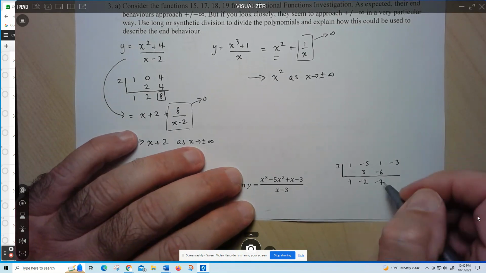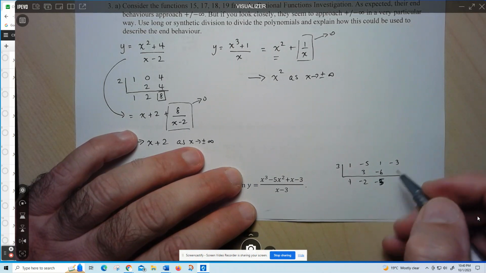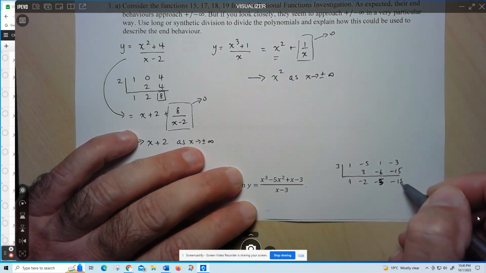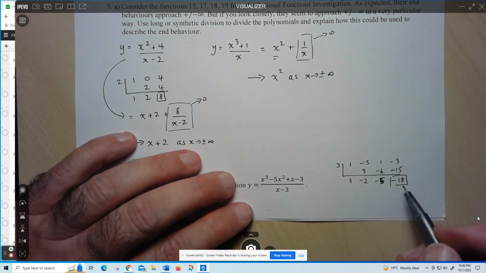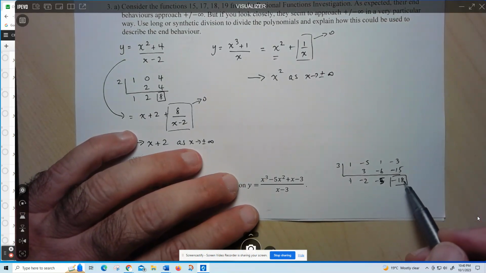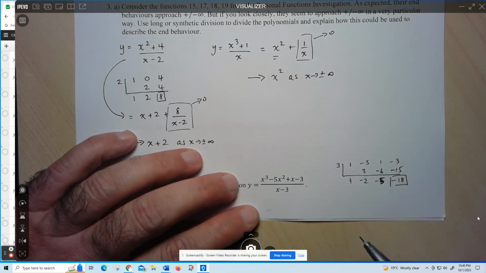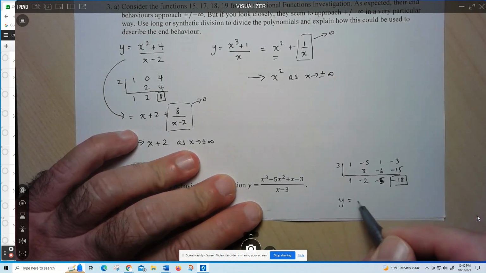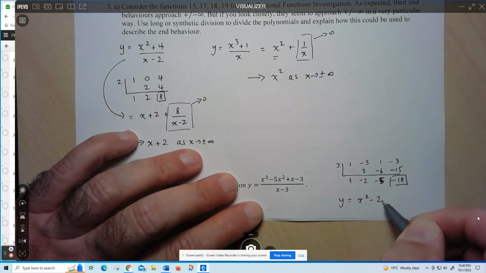1 minus 6 is -5. Sorry, and then here, -15. This is going to be -18. So this is going to be my remainder term, but I don't really care that much about it because I know this is going to be -18 over x minus 3. That's going to approach 0 as x gets very, very big. What I'm interested in is the quotient, which is x squared minus 2x minus 5.